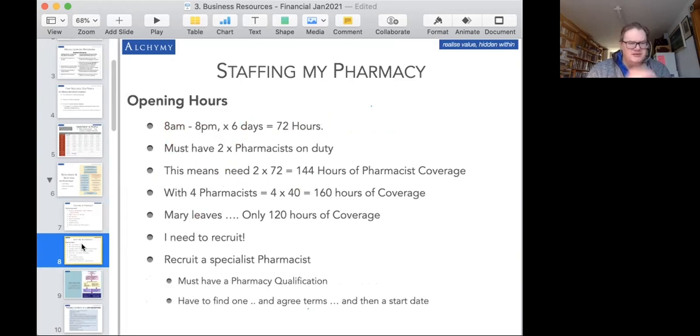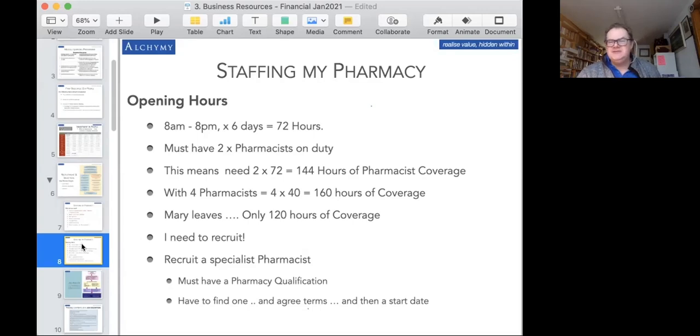We'd be opening, for example, 8 to 8, 6 days, 72 hours. So we'd have to have 2 pharmacists on duty at any time, which means, if you think about it, we're open 72 hours, 8 to 8, 6 days a week, which is 72 hours by 2 pharmacists, which means we need 144 hours of pharmacist coverage. Now, the problem with that is it's not an easy number to staff. So with 4 pharmacists, we'd probably get to 160 hours of coverage. With 3, we'd be at 120, which would be less than we need.